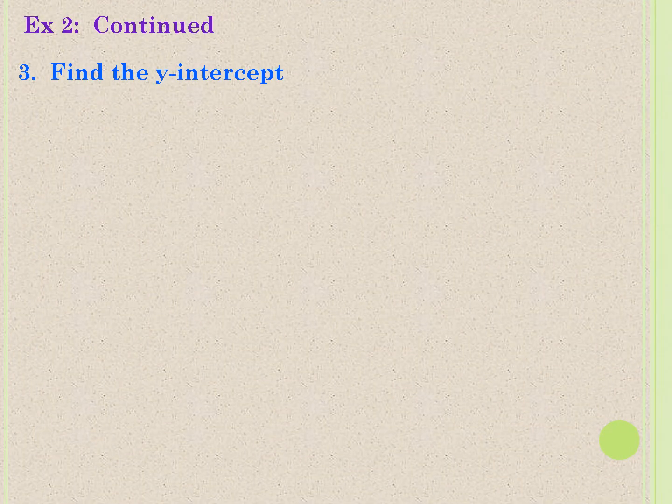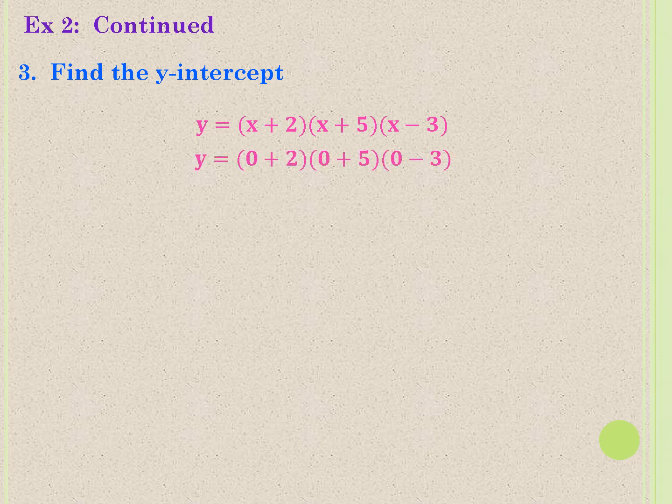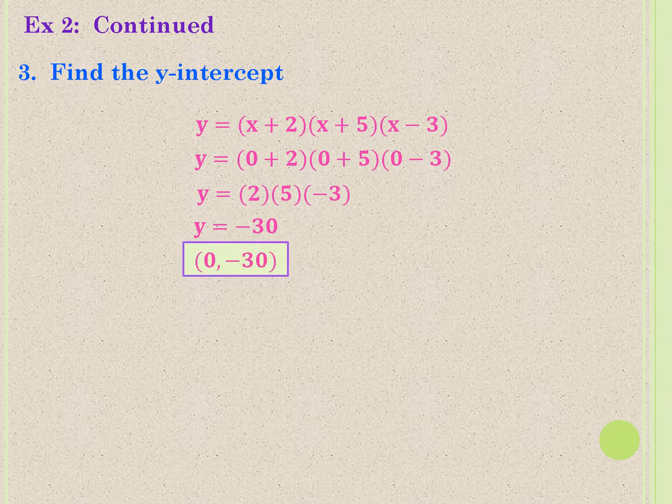Step 3 is we're going to find the y-intercept. Well, remember that means put 0 in for x. So 0 plus 2, 0 plus 5, 0 minus 3. 2 times 5 times negative 3 is negative 30. But because it's an intercept, we have to write it as a coordinate point. Okay, so my y-intercept is (0, negative 30). Now I'm ready to find the relative max and the relative min.